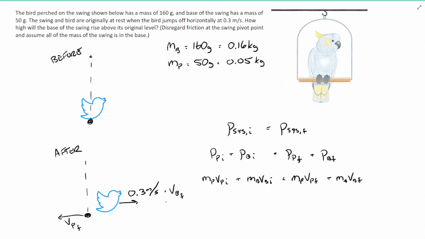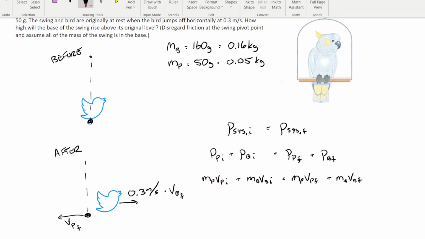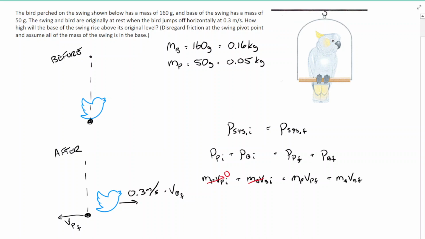Well, we also know that at the beginning they're both at rest, right? Both of these velocities are 0. So before this collision, you really have no momentum. There's no momentum before. And afterwards, you have this perch, which is 0.05 kilograms, moving with some final velocity. In this case, we're expecting it to be a negative number, plus the bird is 0.16 kilograms, moving to the right, the way I've drawn it, at 0.3.